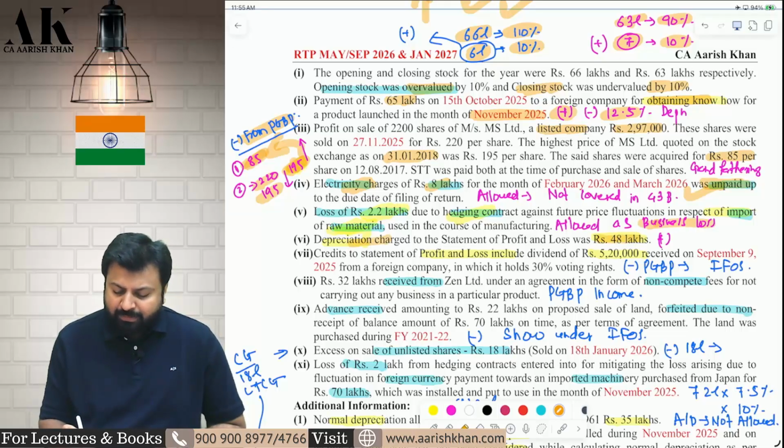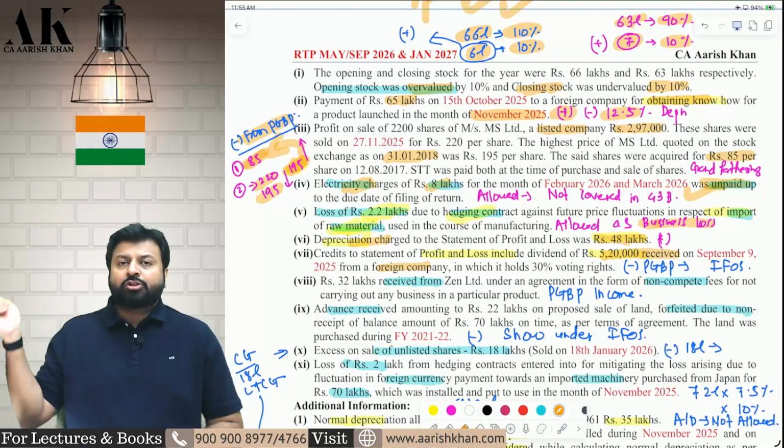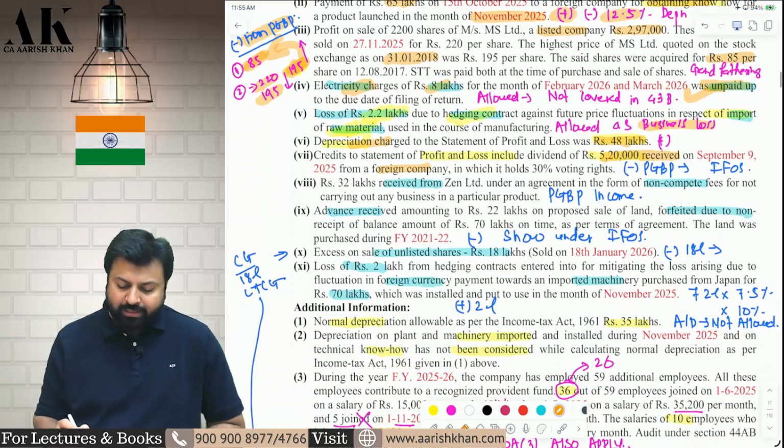Next, depreciation as per books of accounts, add back. Next, dividend from foreign company. Dividend from foreign company, I have already told you, reduce from here and show under what? Income from other sources. Show under income from other sources.